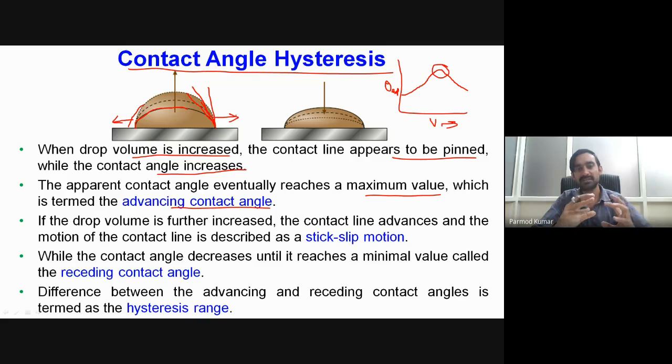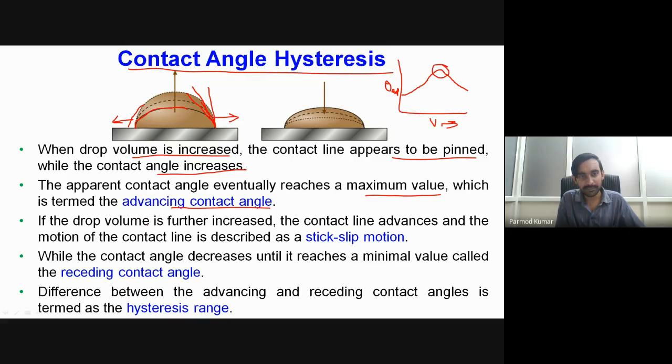So initially what was there? The drop was there in some equilibrium state, and then we kept on increasing the volume. While we were increasing the volume, initially the contact line remained pinned to a fixed position and its contact angle increased. Once the contact angle reached one maximum value, after that our contact line started expanding in the radial direction and acquired some new equilibrium position. So after reaching the maximum value of contact angle, our contact line will be advancing in the outward radial direction. That's why this maximum value of the contact angle is particularly known as the advancing contact angle.